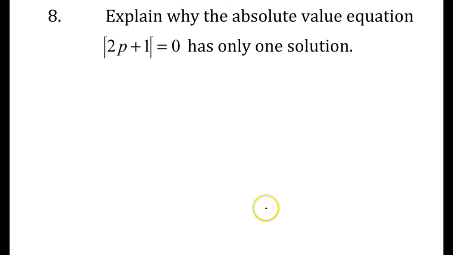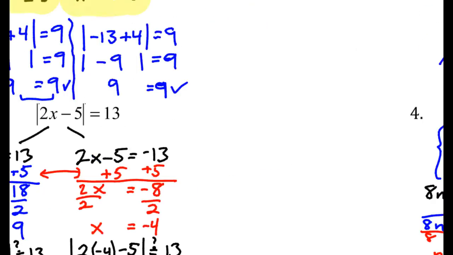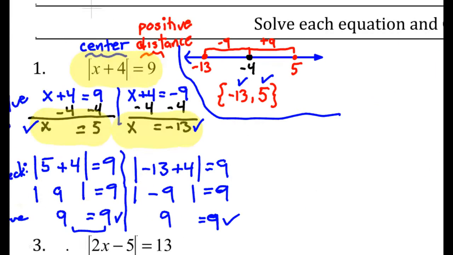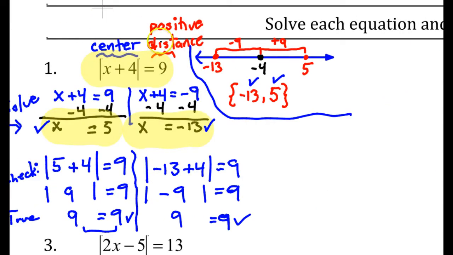Alright, 8. Explain why an absolute value equation only has one solution. What would be helpful is to go back to number 1. Remember, in number 1 here, this is the center, and this is how far you're going away from that center. So we were at negative 4, and we went 9 away and 9 away. So this number determines how far we actually go.